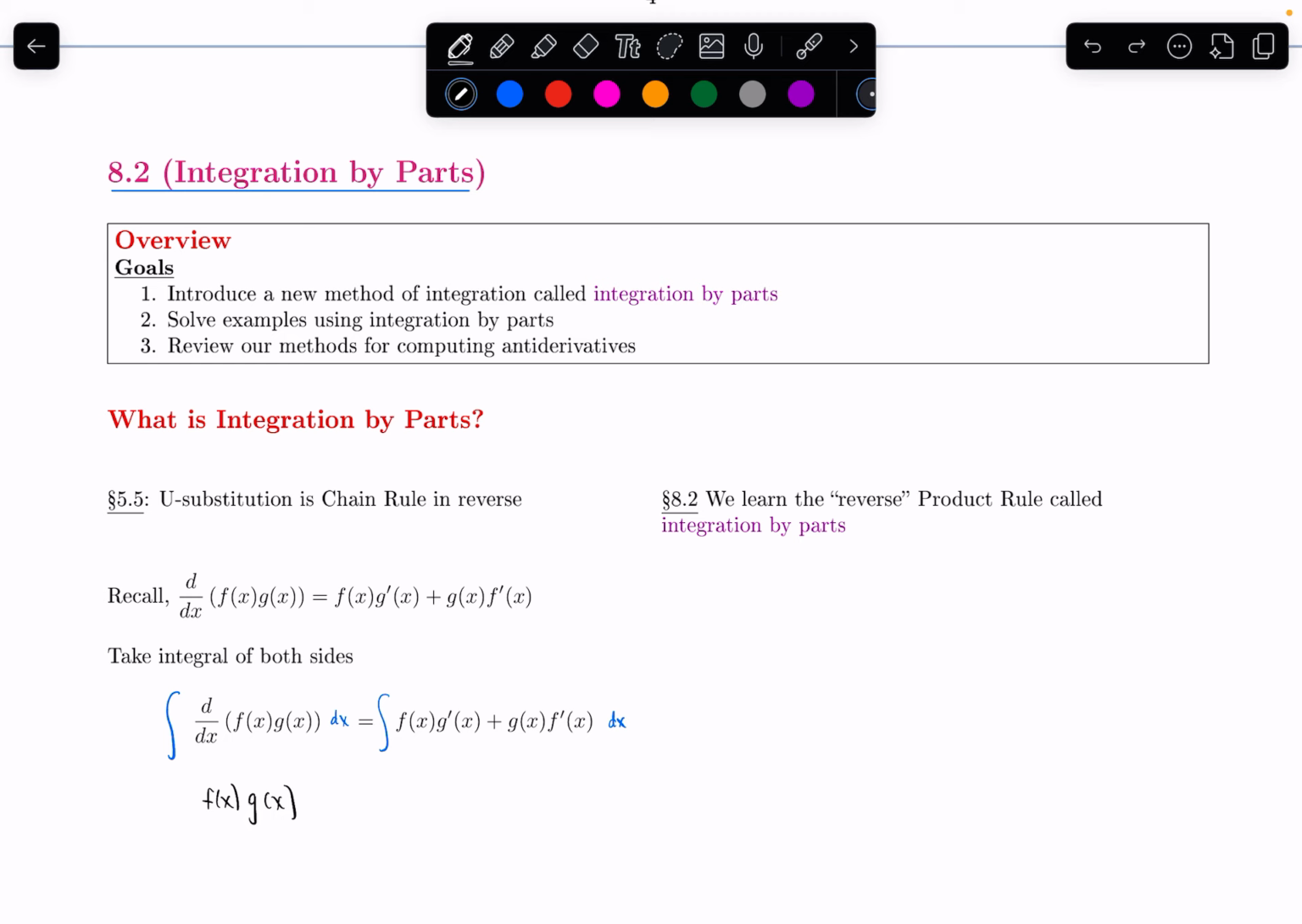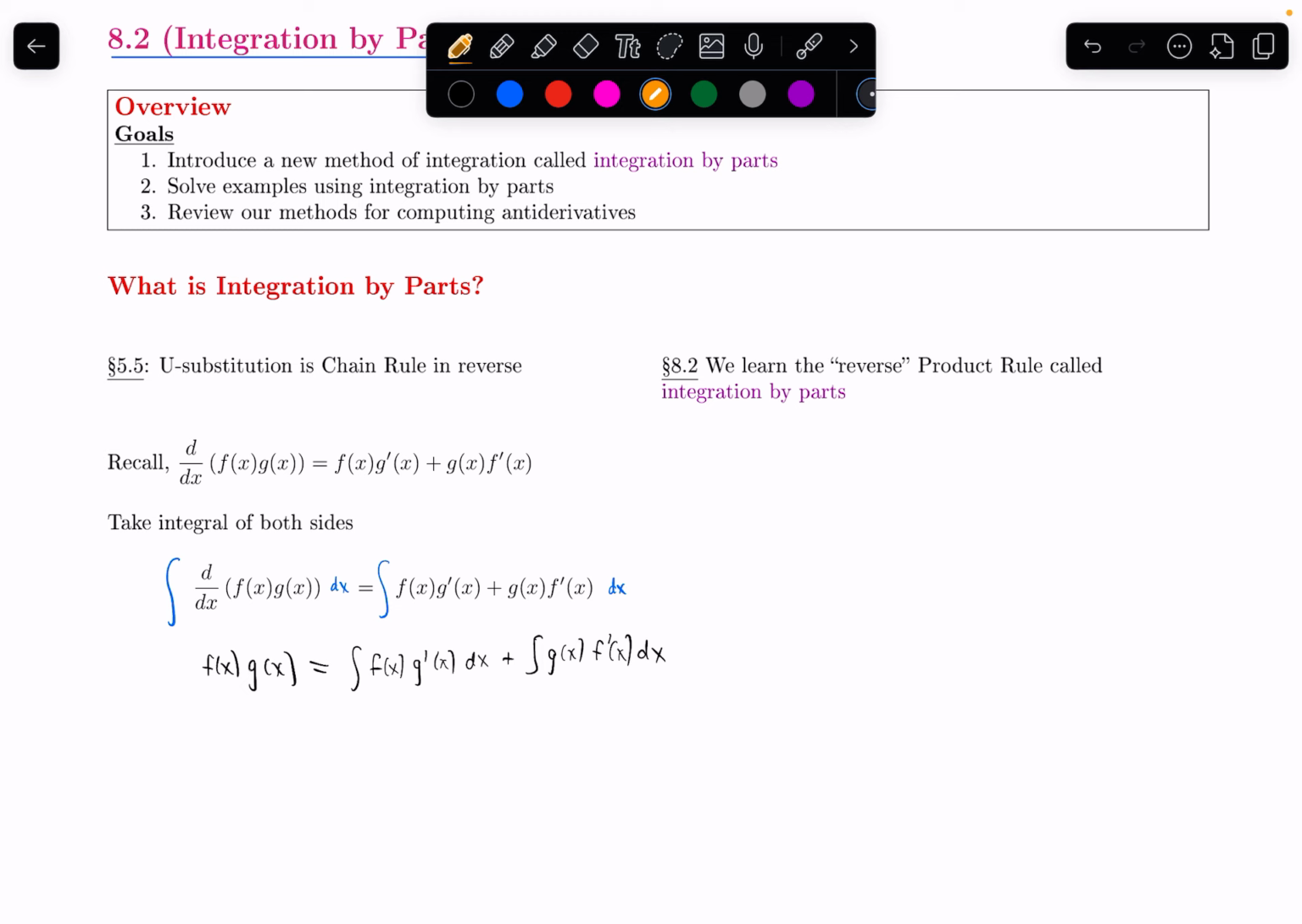Okay, on the right, let's split this integral up into pieces. So I'll get the integral of f of x times g prime of x dx, and then plus the integral of g of x times f prime of x dx.